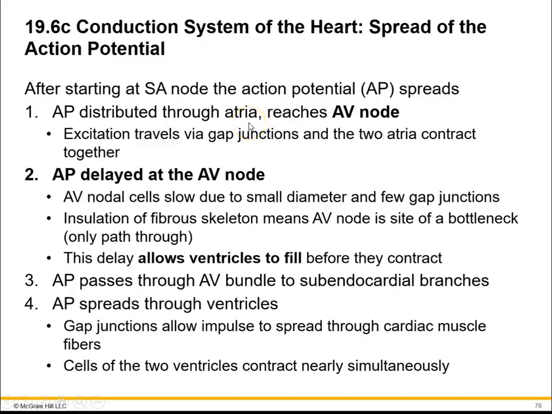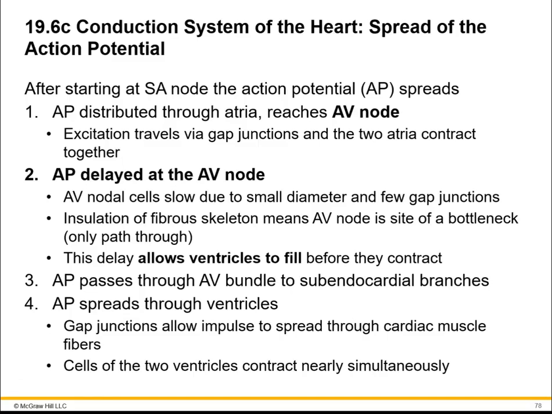And how is that action potential spreading from one muscle cell to the next muscle cell? Well, remember, these cardiac muscle cells have those things called gap junctions, which are essentially just ion channels that allow the free flow of ions from one cardiac cell to the next. So the excitation can travel rapidly among the cardiomyocytes, and they can contract essentially as one unit. Once the action potential is distributed through the atria, it's going to reach that AV node.